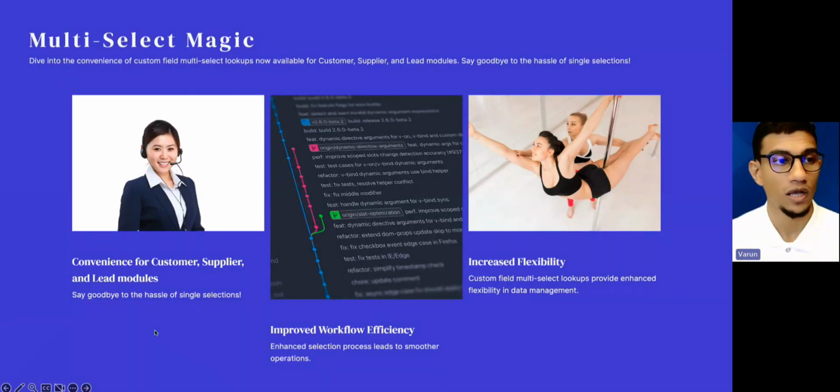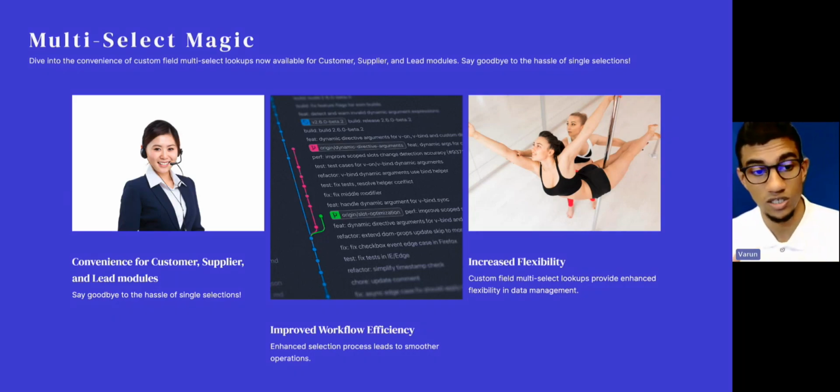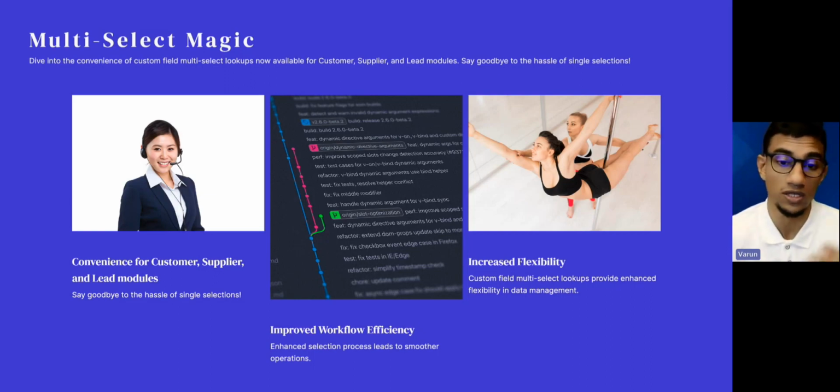multi-select magic. Dive into the convenience of custom field multi-select lookups, now available for customer, supplier, and lead modules. All right. So what does this bring? It brings more convenience into the customer, supplier, and lead modules, which will provide improved workflow efficiency and also increased flexibility as well. So custom field multi-select lookups provide enhanced flexibility in the data management section. So how does this do that? Let's see.